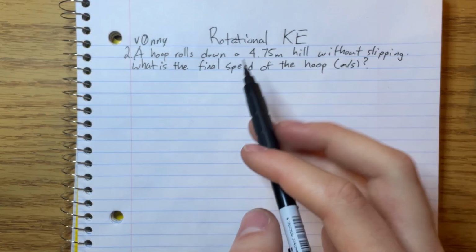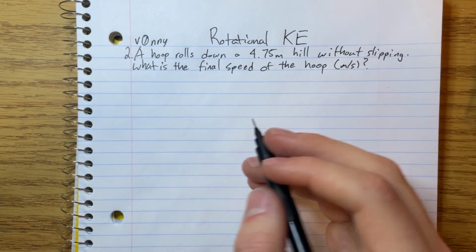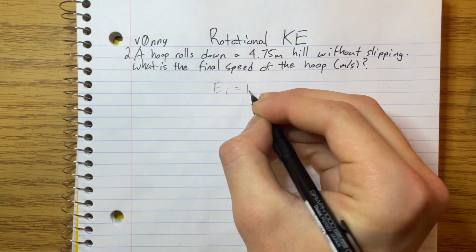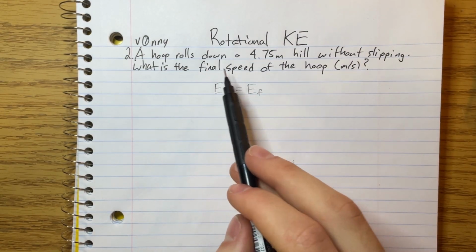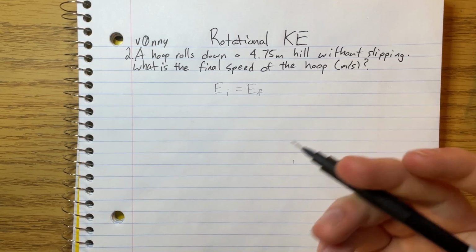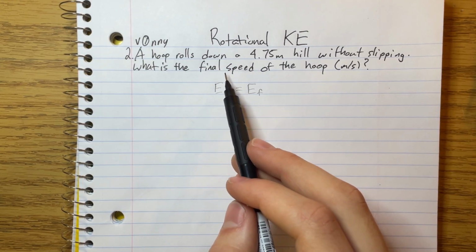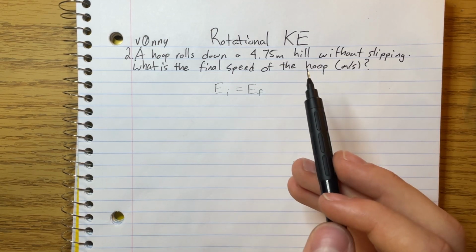The best way to think about rotational kinetic energy is in terms of the conservation of energy. The initial energy equals the final energy in a system. And so our system is this hoop. So let's think about what it's doing initially and finally. Initially, the hoop is rolling down a hill. And the hill is 4.75 meters tall.